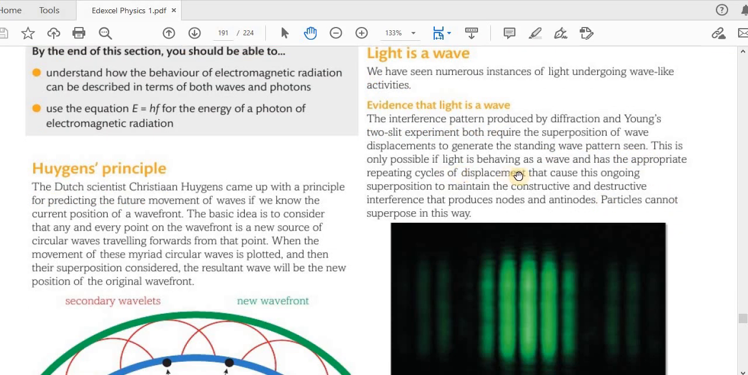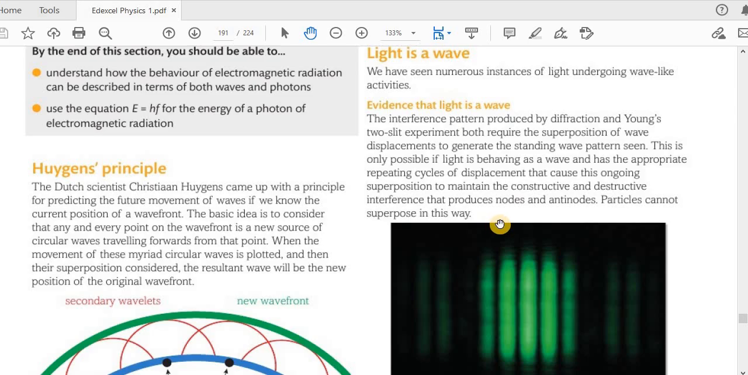This is only possible if light is behaving as a wave and has the appropriate repeating cycles of displacements that cause this ongoing superposition to maintain the constructive and destructive interference that produced nodes and antinodes. Particles cannot superpose in this way. So that shows it is a wave.